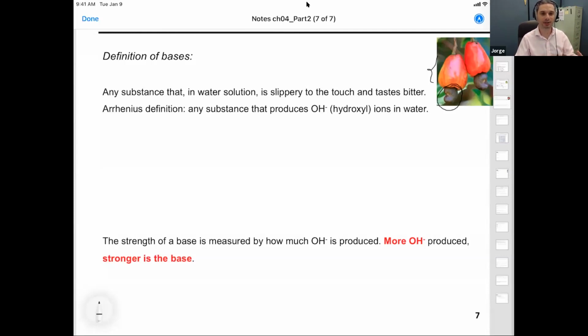A better definition for bases is the Arrhenius definition. According to Arrhenius, a base is any substance that produces OH minus ions in water. Remember that OH minus is also called hydroxyl ions. Okay, so let's show you two examples here. Let's start with NaOH. NaOH is a solid at room temperature. We just saw that NaOH is called sodium hydroxide.